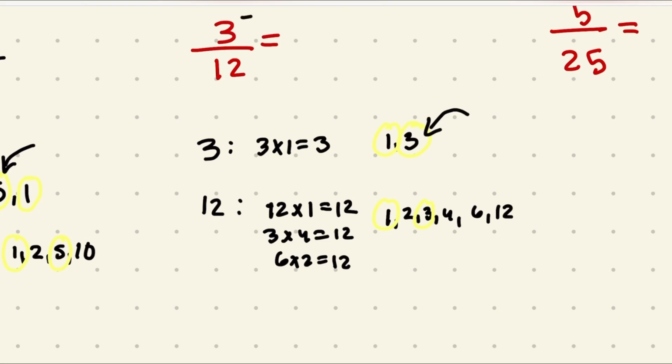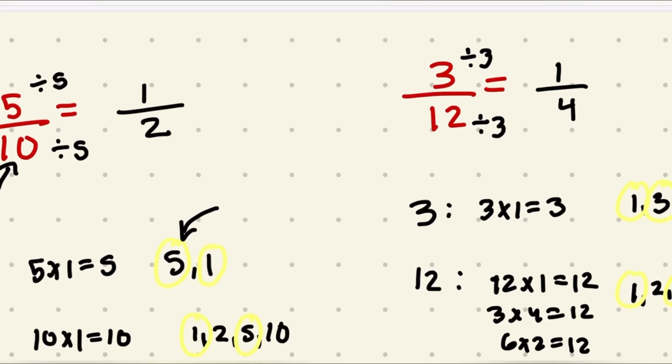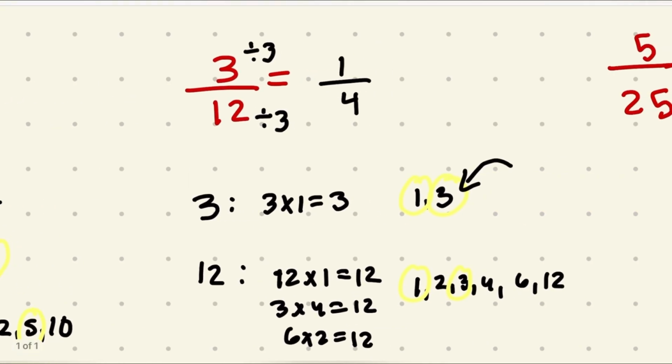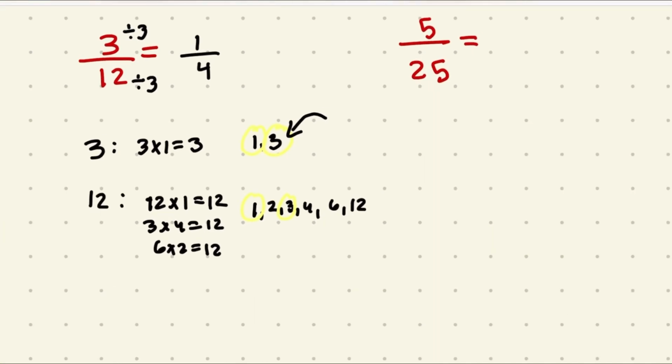So we know we have to divide the top and the bottom by 3. 3 divided by 3 is 1, 12 divided by 3 is 4, and that is our final answer. And as you can see in both, we can't really simplify further. So that means we have the right answer. Let's move on to our last problem.